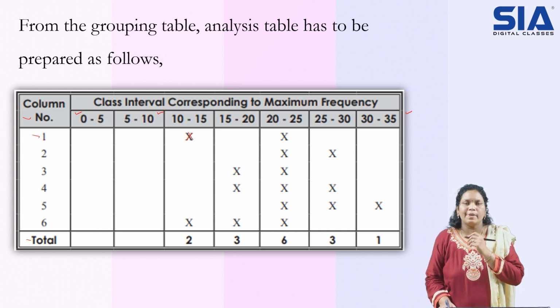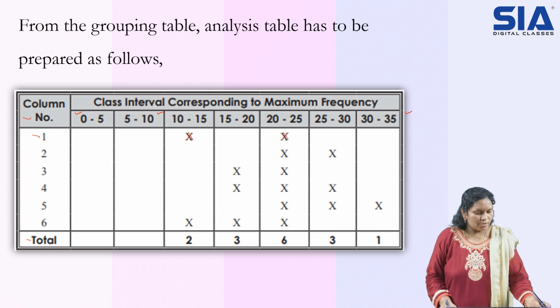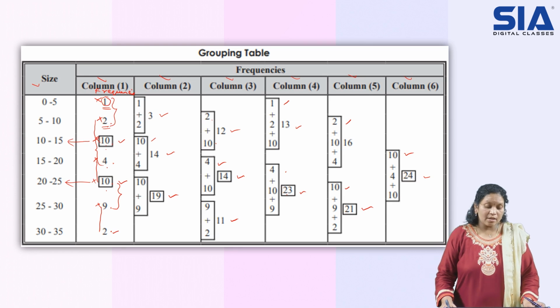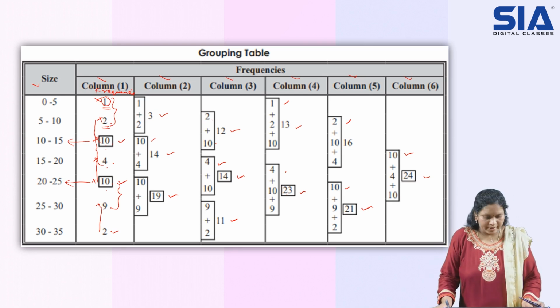Just to count how many are there, we are making a cross mark over there. Next we have considered 20 to 25 class interval, right? So there also make a cross mark for first column. Okay. Now let us go for the second column. What are the highest values we got for which column? For the second column, which are the highest value we got? For that we need to identify the class intervals.